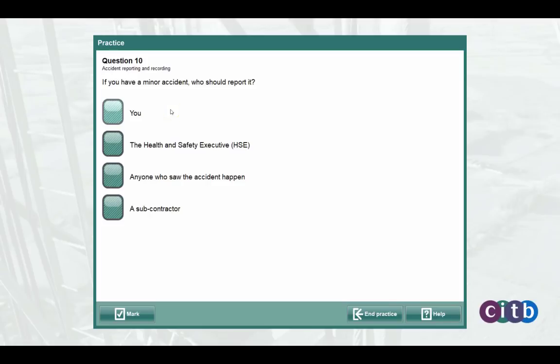If you have a minor accident, who should report it? You. The Health and Safety Executive, HSE. Anyone who saw the accident happen. A subcontractor.